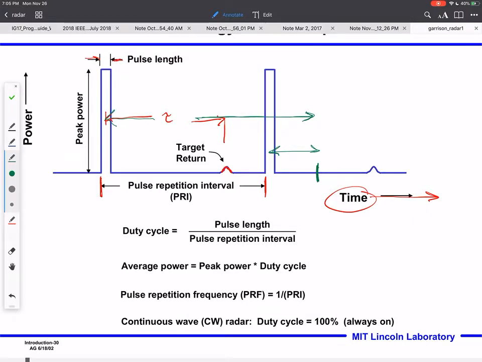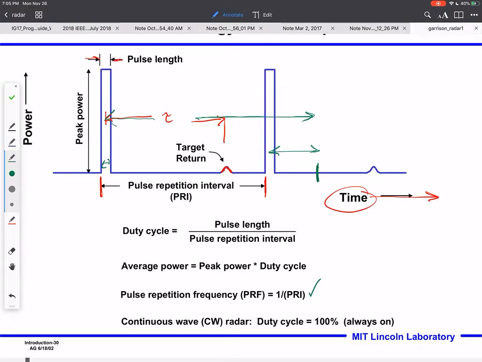Okay, and some other things as far as the power: duty cycle is the ratio of the length of the pulse over the pulse repetition interval, and pulse repetition frequency is 1 over pulse repetition interval.